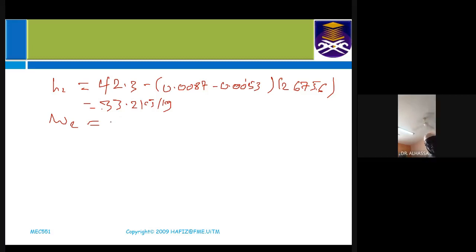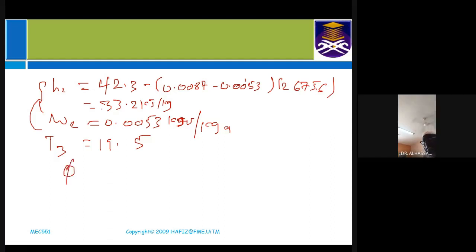So with these two pieces of information, omega 2 is the same as omega 1, which is 0.0053 kilogram of moisture per kilogram of dry air. So with these two, now our T3 equals 19.5 from the psychrometric chart, and Phi3 equals 37.8%.